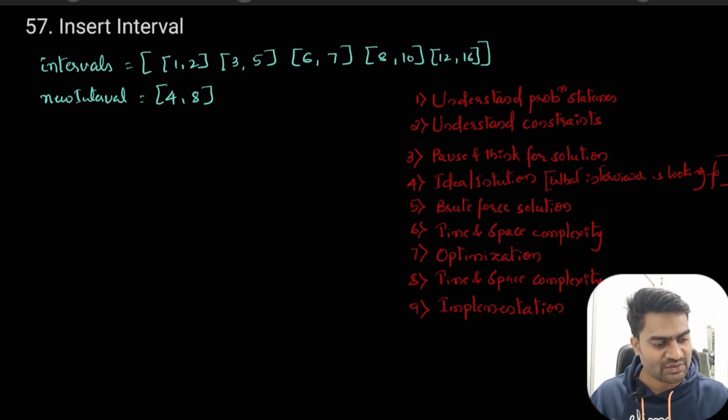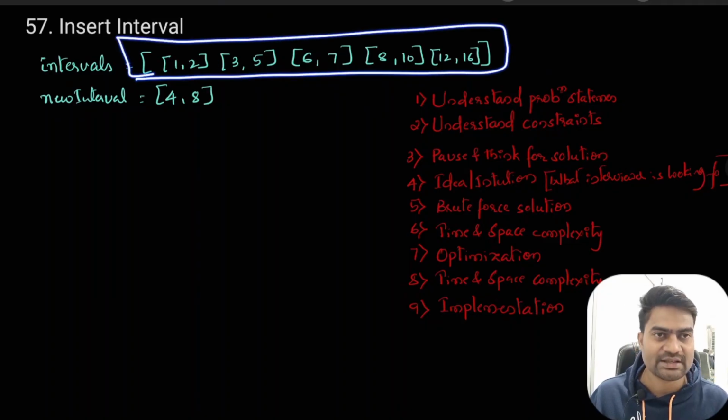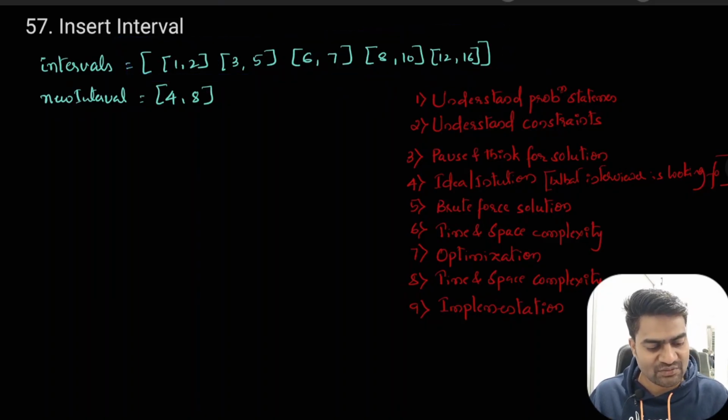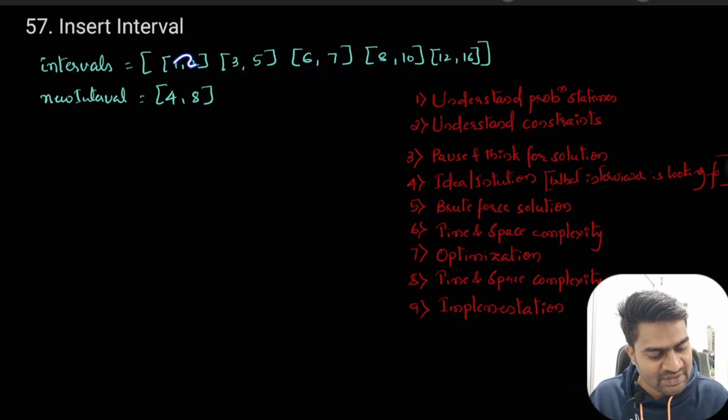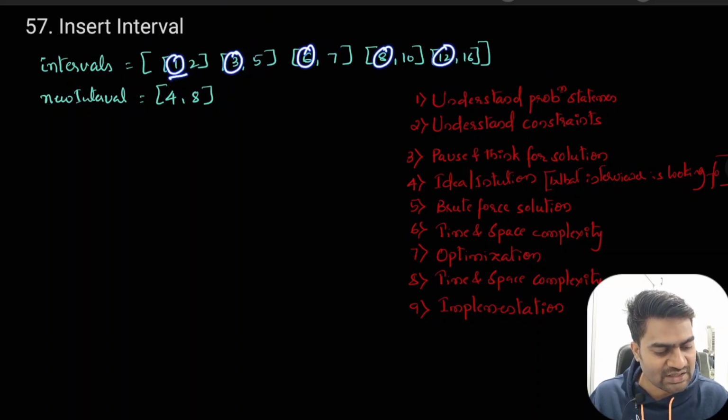Now they will give us the intervals array. If you see, this intervals array contains individual intervals, right? Now it is sorted by the start value of the interval. So this is 1, 3, 6, 8, 12. So it is sorted in ascending order.